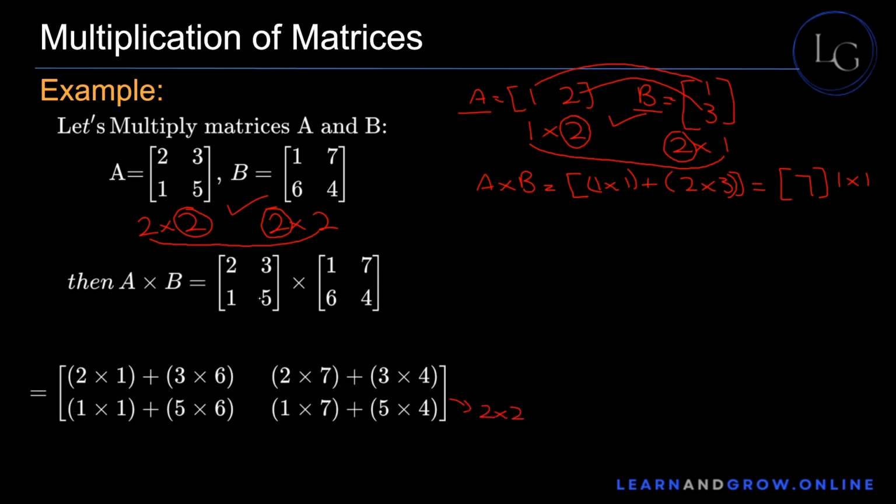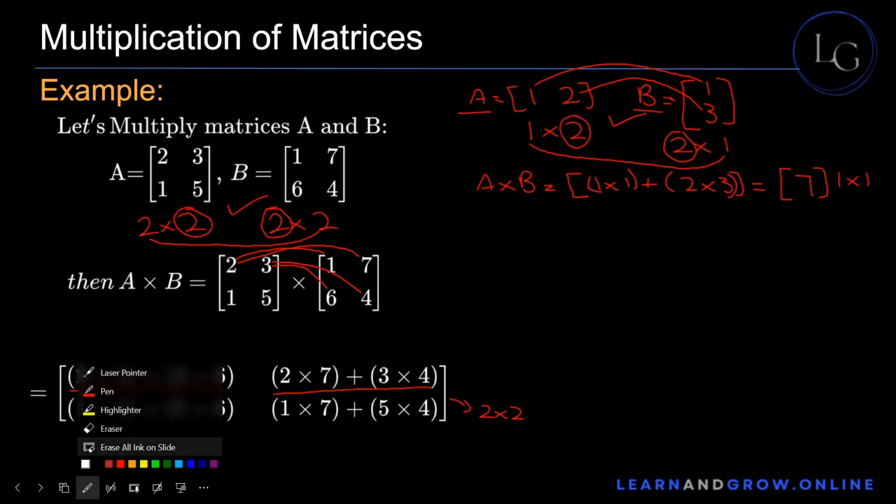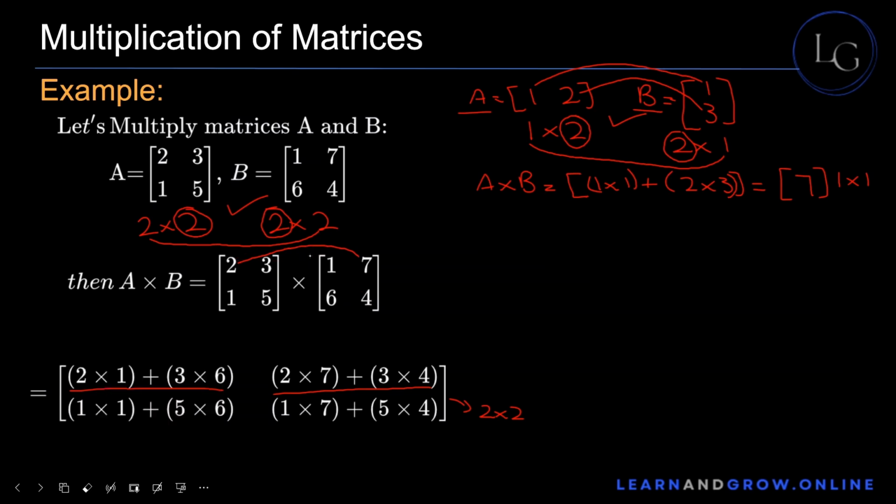Now, how did we find this? Simple. You'll first multiply the first row of A into the first column of B. So 2 multiplied by 1 plus 3 multiplied by 6. Now the second element, simple. You'll multiply the same first row of A into the second column of B. So 2 multiplied by 7 plus 3 multiplied by 4. Now, this is getting a bit messy here. Let's erase these lines.